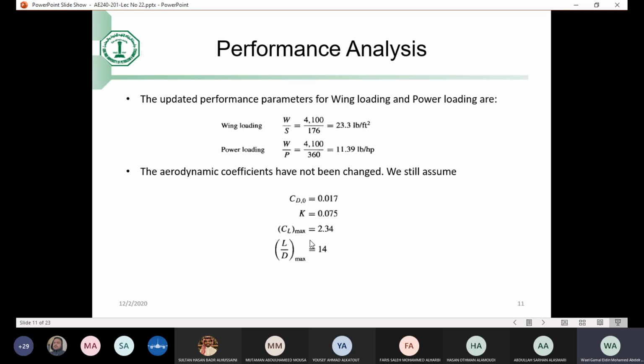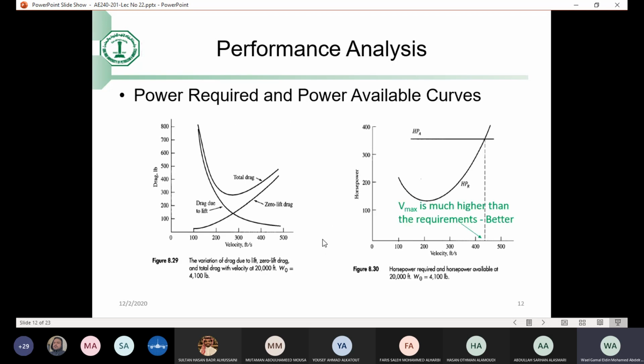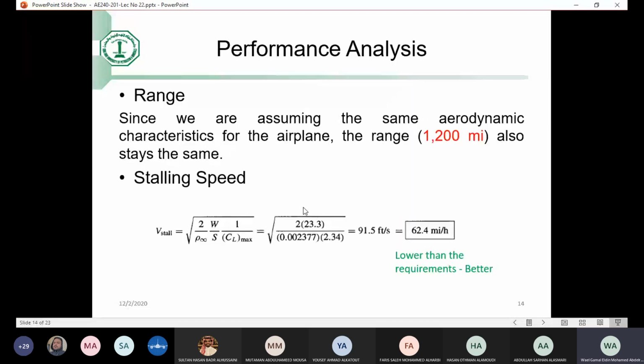Now, these numbers are the inputs we need into the performance equations. These are the inputs that we need to calculate the takeoff distance, the landing distance, the rate of climb, the maximum speed. I'm going to show the slides here without comment because these are the same slides we had before, with just different numbers for W over S and W over P. Okay, let me just jump a little bit to the equations and then I will come back to the figures.